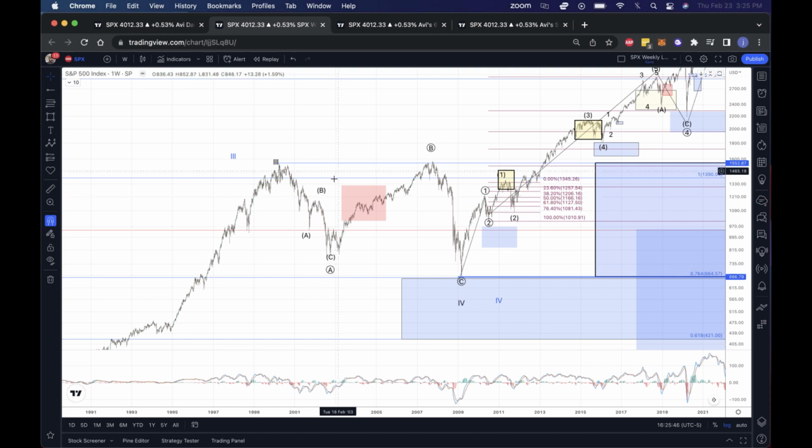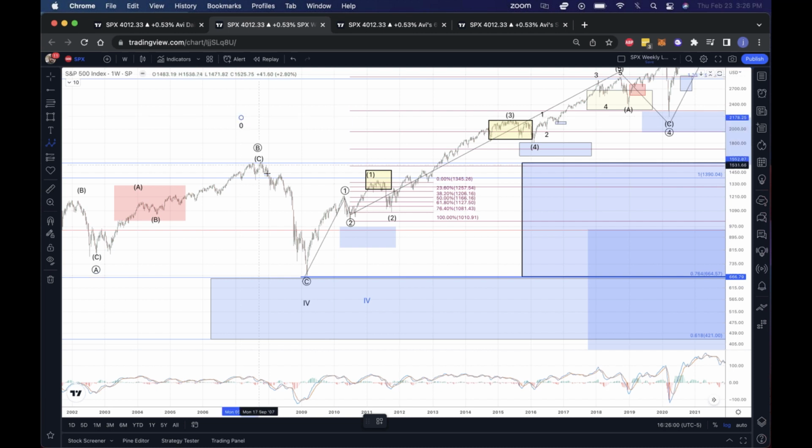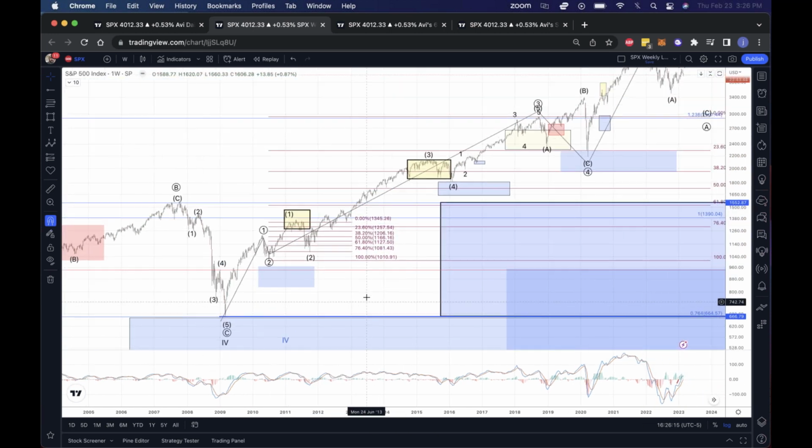The A waves typically subdivide as 3-wave moves, so that's a smaller degree ABC. Our B wave subdivides as well as an ABC move, and our C wave subdivides as a 5-wave move. So you may see this referred to as the 3-3-5 structure that we expect to see for corrective waves for the wave 2 and wave 4 of an impulse.